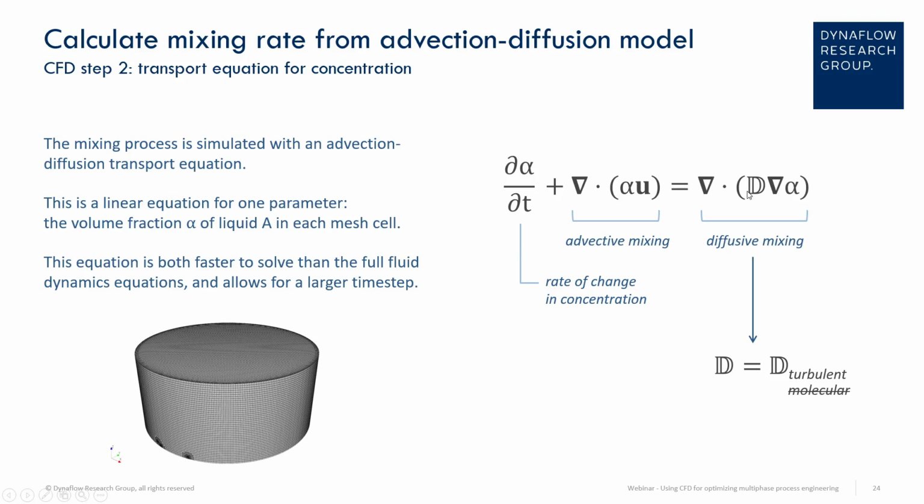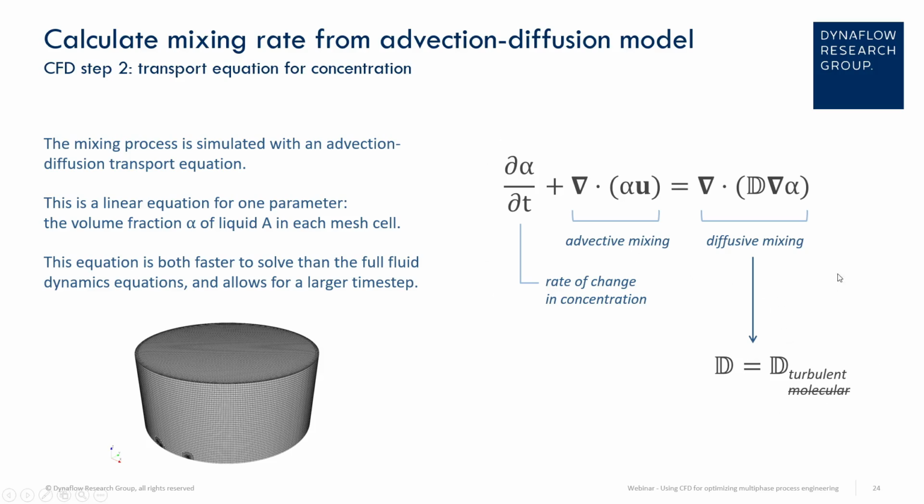and a diffusion coefficient. Normally you would know this as the molecular diffusion coefficient, but in this case diffusion of concentration by turbulence is orders of magnitude larger than the molecular diffusion. So what you normally do is that you use a turbulent diffusion coefficient in this case.